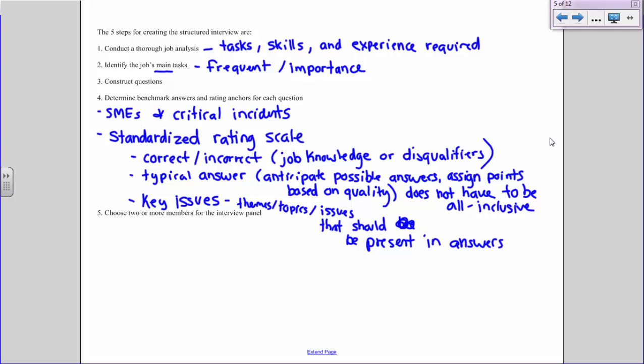And then for each key issue addressed, you can give the interviewee a point, or you can have certain key issues grouped together in a rating scale. And you'll see that in a little bit.